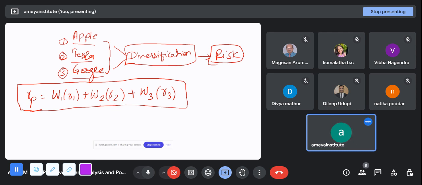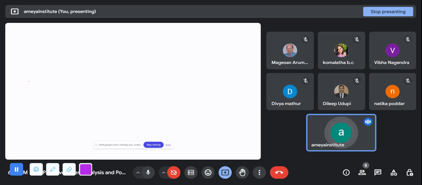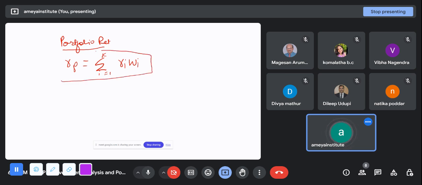Now, what is portfolio return in a general sense? We can write it like this also. Portfolio return is nothing but the summation from i equals 1 to n of ri into wi, right? That's a simple concept of portfolio return.